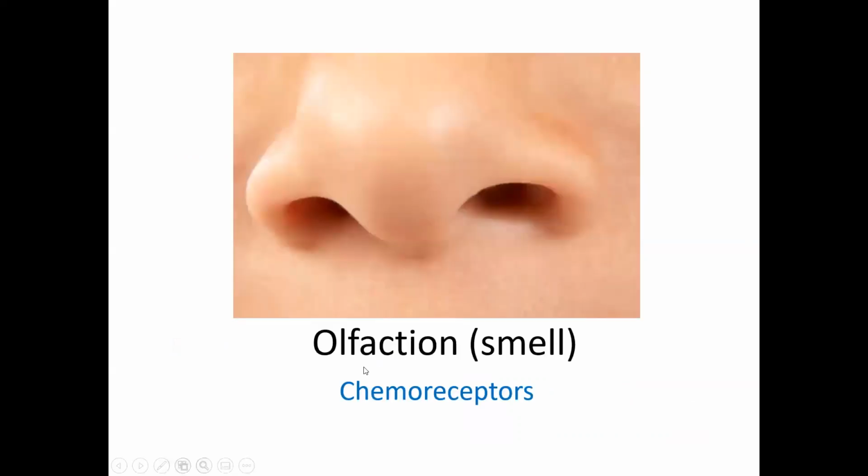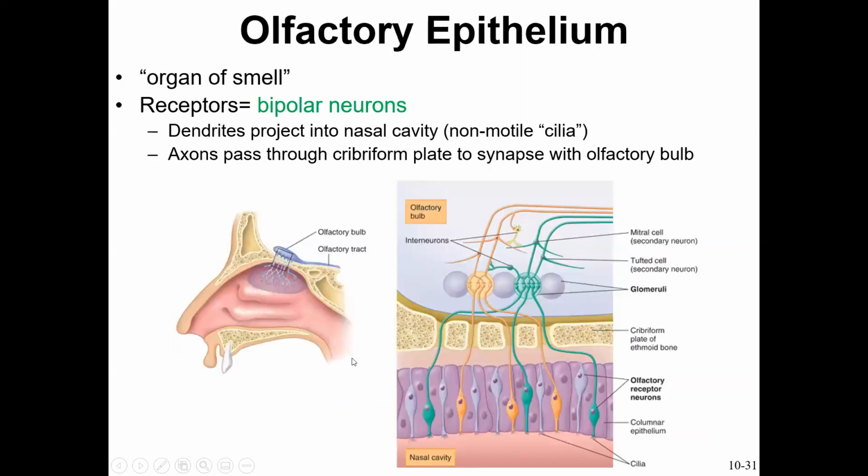Okay, on to olfaction, which is a fancy way to say smell. So olfaction is again chemoreceptors. And let's do some anatomy first. Here is the nasal cavity. On the roof of the nasal cavity, lining the nasal cavity, we have a specialized epithelium that's called the olfactory epithelium, because embedded in that epithelium, we have our olfactory receptors.